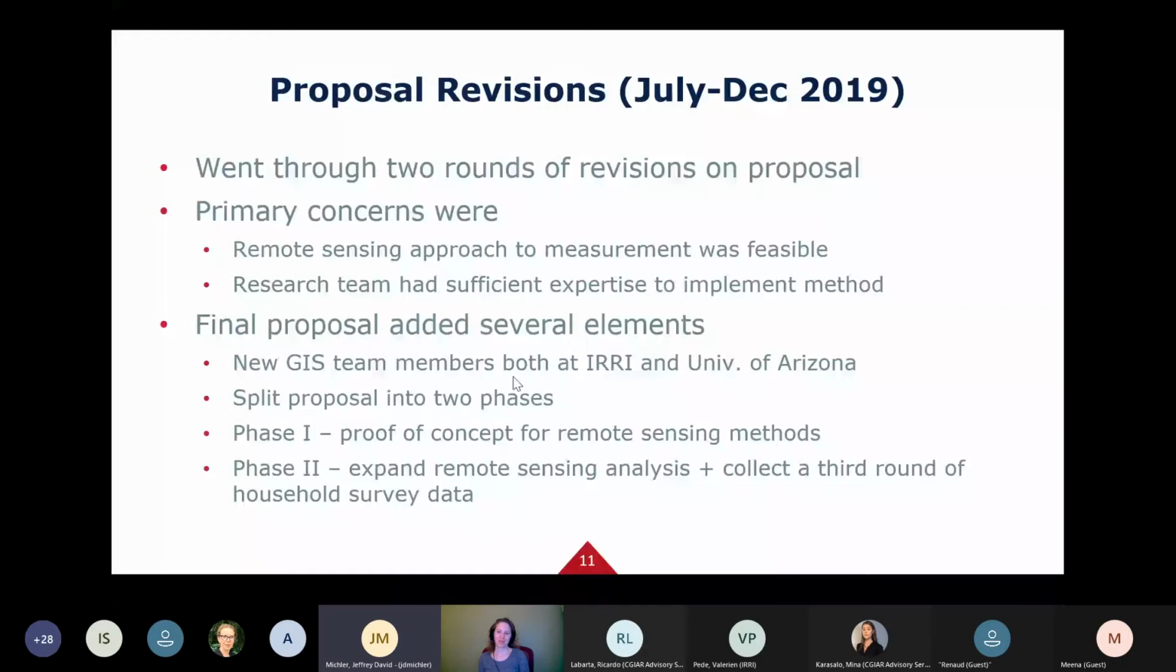Phase 2 will then expand the remote sensing analysis. We've just focused on Bangladesh so far. So we'd expand the remote sensing analysis for more years and for India. And we're also going to collect a round of household survey data that will help us validate the results that we are looking at through remote sensing techniques.